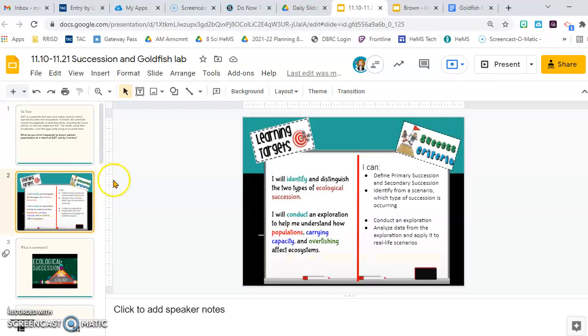Next, we're going to talk about our learning targets. We've got two things we're going to do today. First, we're going to identify and distinguish two types of ecological succession. We're going to define primary and secondary. We're going to identify from a scenario which is occurring.